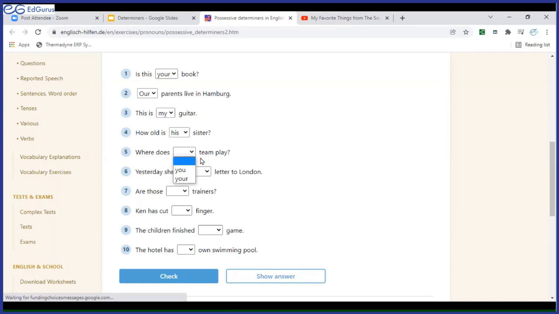Where does your team play? Good. Yesterday she sent her letter to London. Good. Now here you see that you could easily make out the possessive determiner, that it agrees with the pronoun. It's a she, so the possessive determiner is her. If it was he, it would have been his, right? Okay.